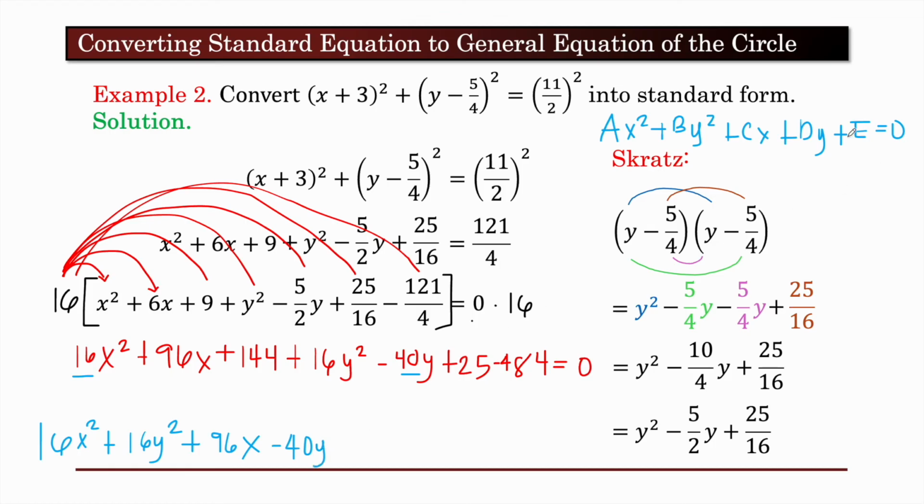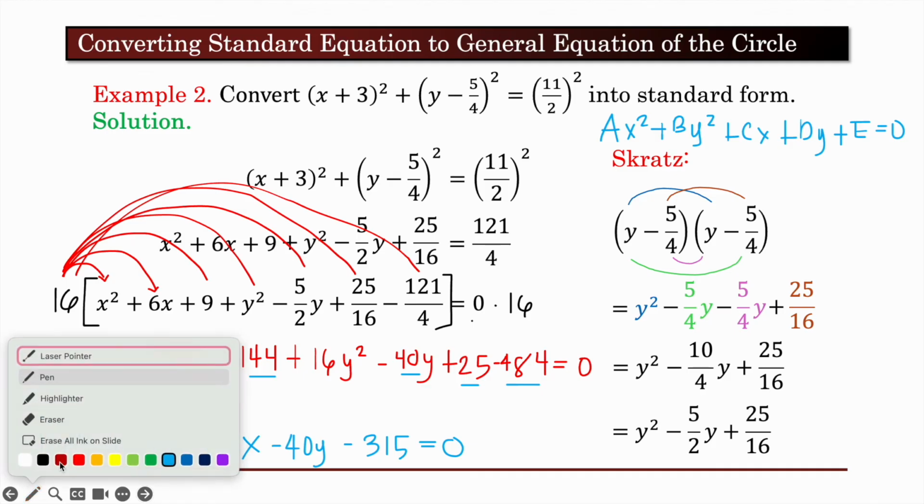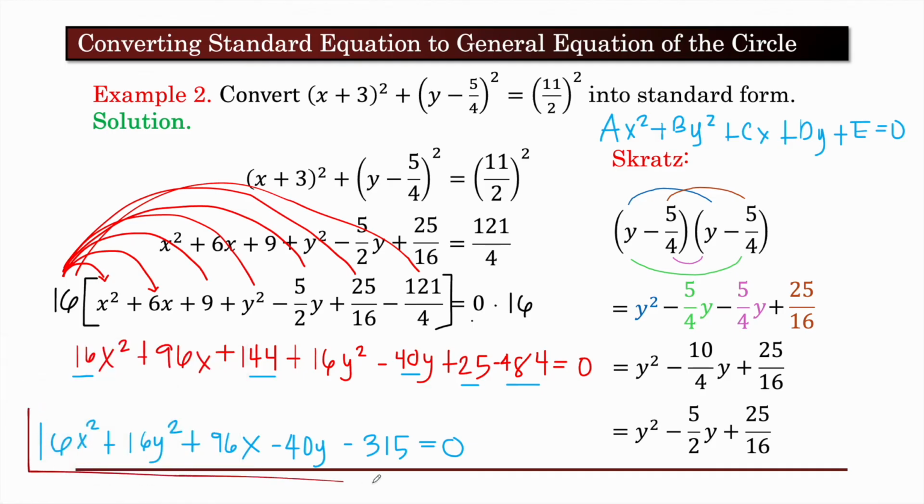And lastly, the constant term, which is e. So the constants here are 144, 25, and negative 484. Let us combine those numbers. We will achieve negative 315. Okay. And this is now the desired general form based on our example number 2. So we will box this now.